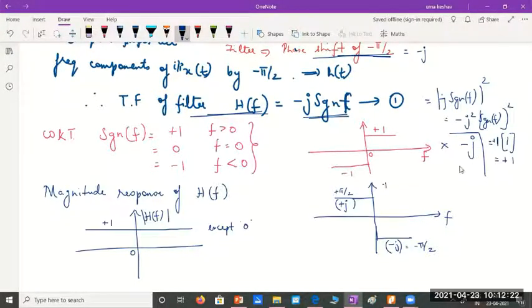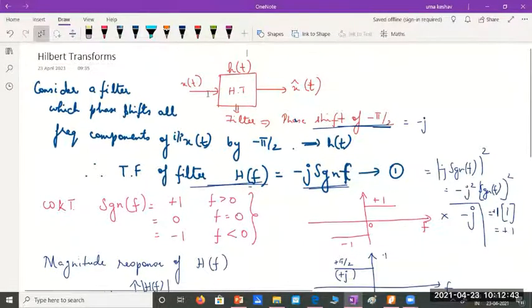Is this clear? Please ask if you have any doubts. The magnitude response of the given filter transfer function. We have defined a filter known as the Hilbert transformer filter or the Hilbert transformer, as we saw here. Okay, this is the Hilbert transformer. For a given input signal, it will return the function which has a 90-degree phase lag with the input signal. So the output function should surely have a 90-degree phase lag with the input.